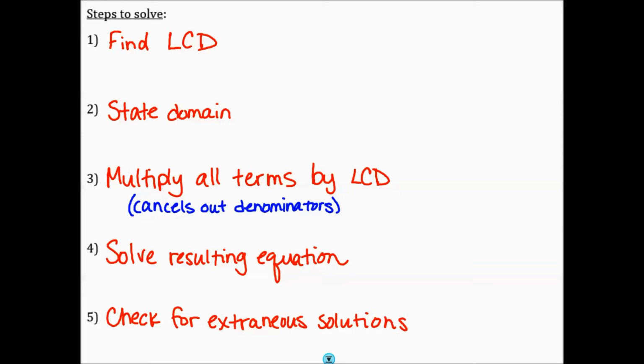You should remember from earlier in the year that extraneous solutions are extra solutions. You do all the math correctly and you end up with this extra answer that does not work. To check for extraneous solutions in rational equations, you just need to compare your answers with the domain restrictions. So let's look at a couple of examples.